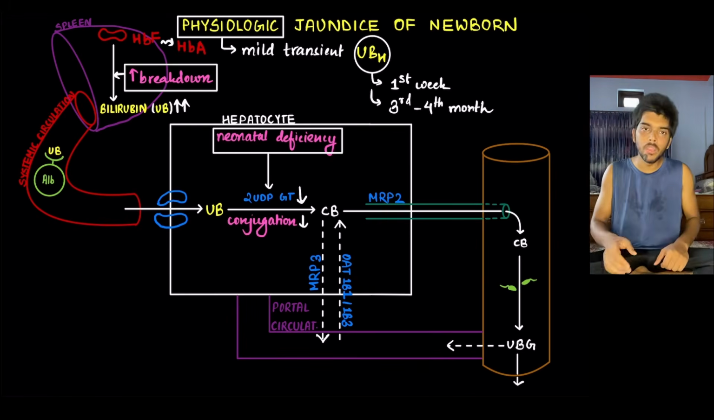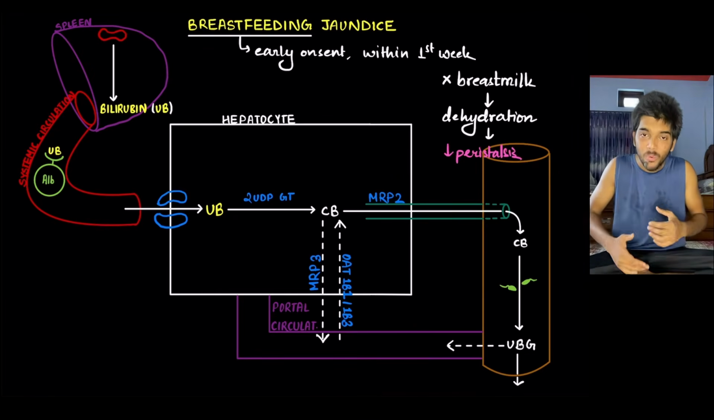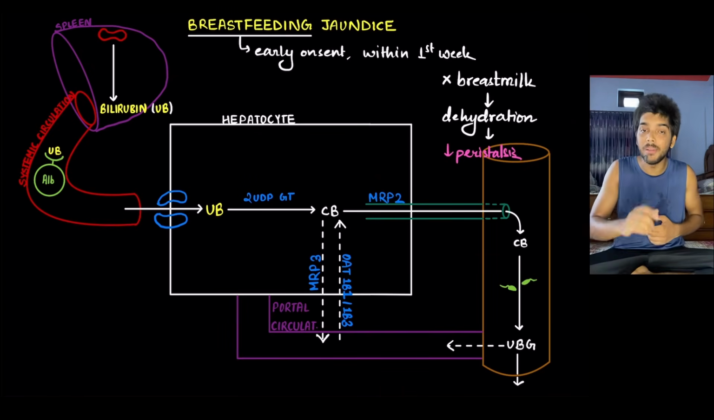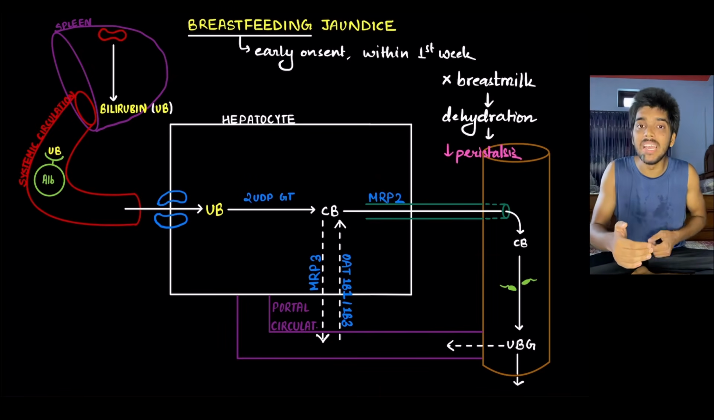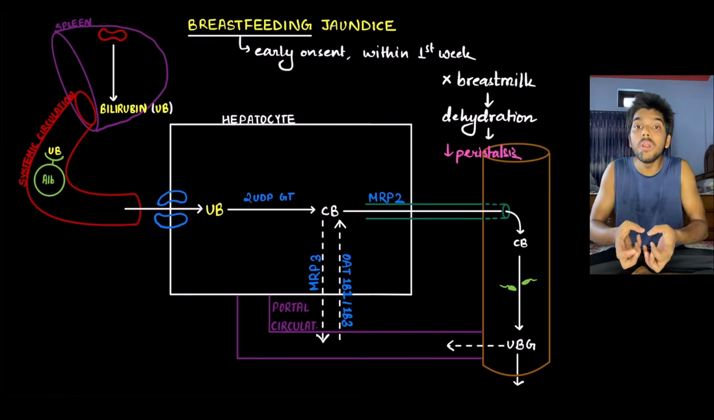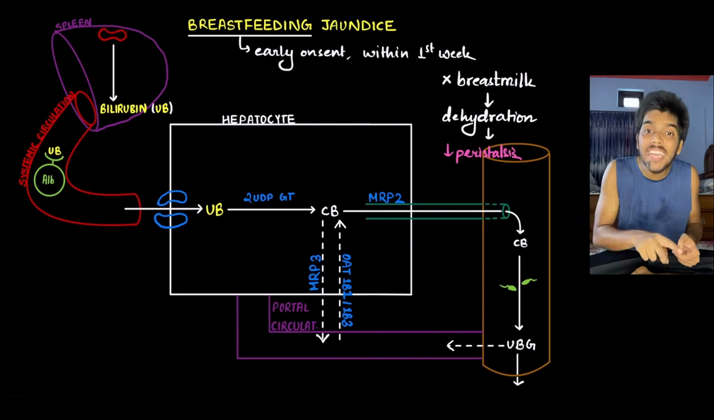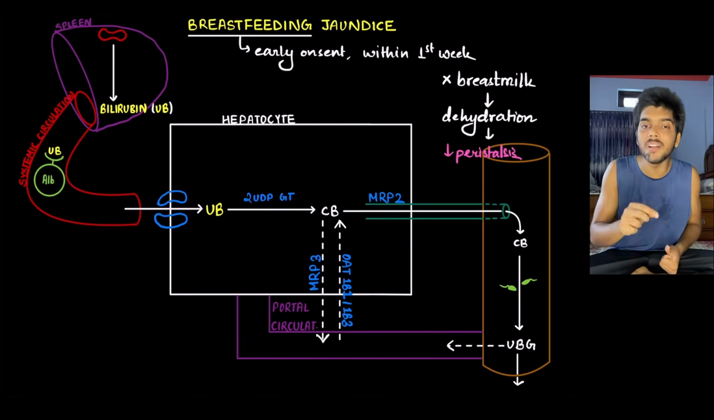Now, after the newborn is born, within the first week of development, I repeat, within the first week of development, if there is deficiency in breast milk feeding, there is dehydration in the newborn, resulting in decrease in peristalsis, resulting in more absorption from GIT, resulting in increased absorption of bilirubin and increased level of bilirubin in blood, resulting in breastfeeding jaundice. So breastfeeding jaundice has early onset within the first week.